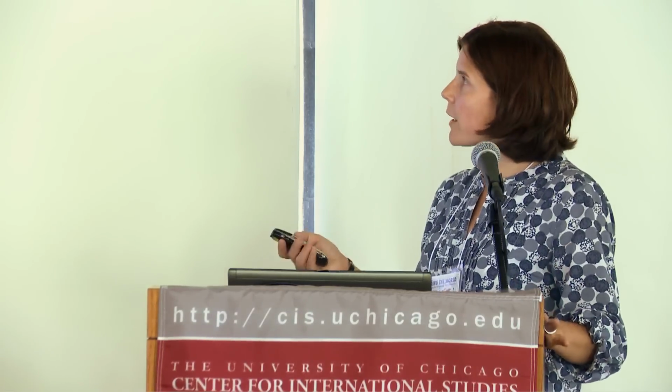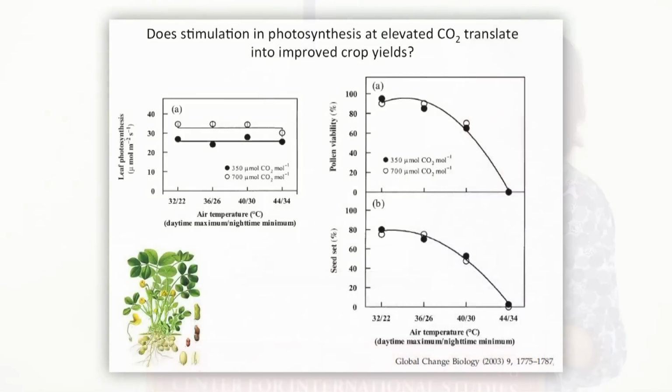But I think the real question is, will these future increases in atmospheric CO2 counteract the negative impacts of rising temperatures, more drought stress, and more air pollution? And so what we know, and this is just one example from the literature, is that high CO2 concentrations, in this diagram shown in the white circles, cause a stimulation in photosynthesis. This is just showing you how much more carbon dioxide the plants are taking up. This doesn't always lead to an increase in yield or edible product, and that's because it's not just about photosynthesis.